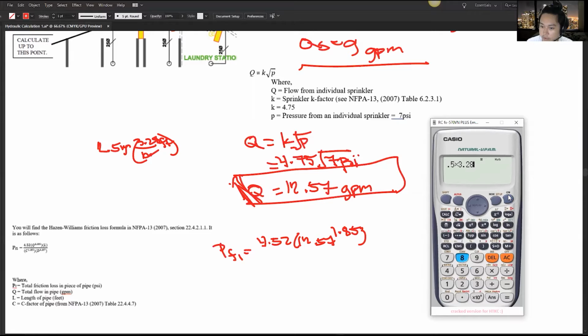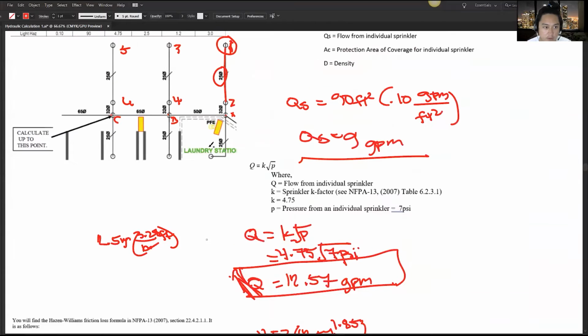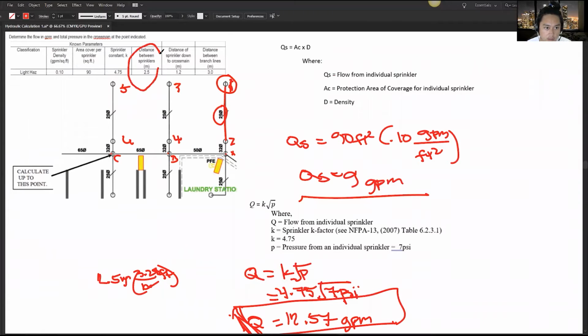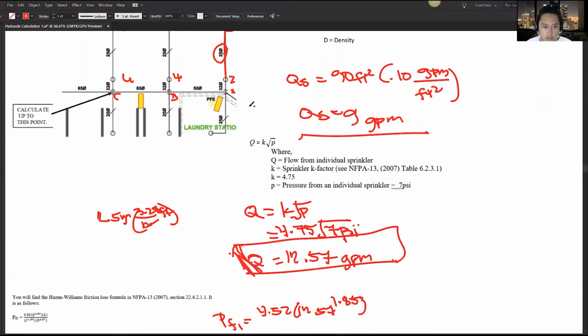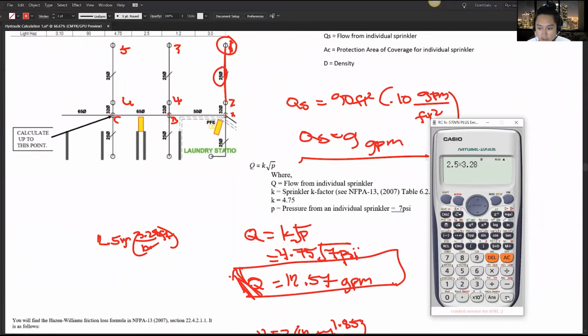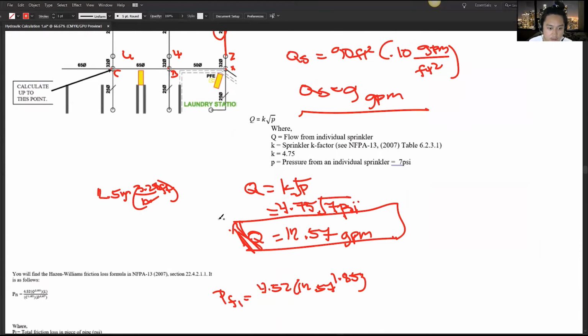2.5 times 3.28. Oh wait, 2.5, right? Let me have a look. So here, distance between sprinklers, that's 2.5 times 3.28. That's 8.2. So this is the length. So our length, this one here.